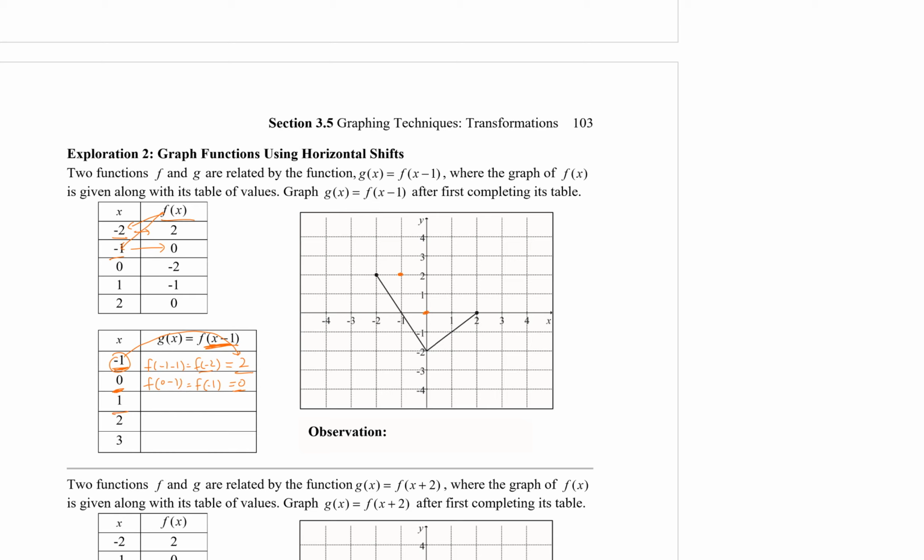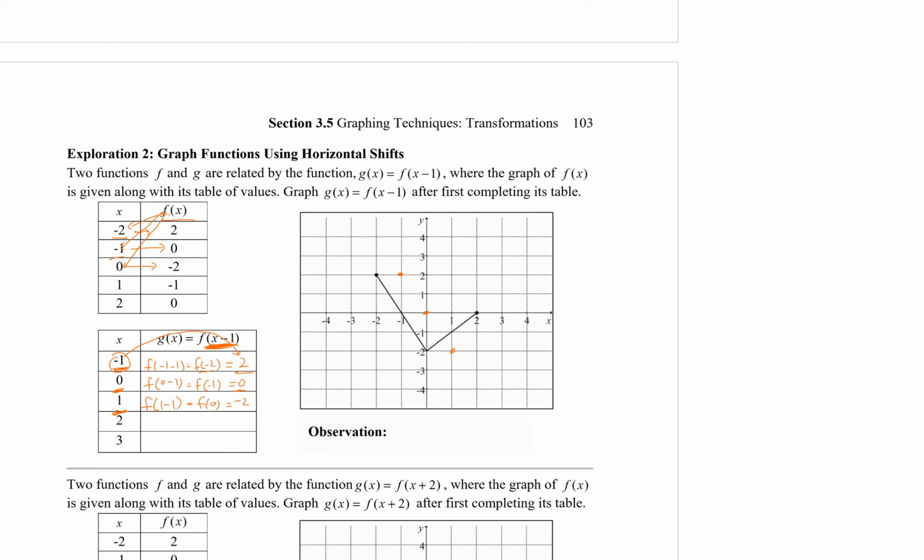How about when I plug in 1? Well, f of 1 minus 1 is the same thing as f of 0. Remember, I'm plugging 1 into this equation. 1 minus 1 is 0. And I use this one to find what f of 0 is. F of 0 is negative 2. So when I plug in 1, I get negative 2. So I get this point.